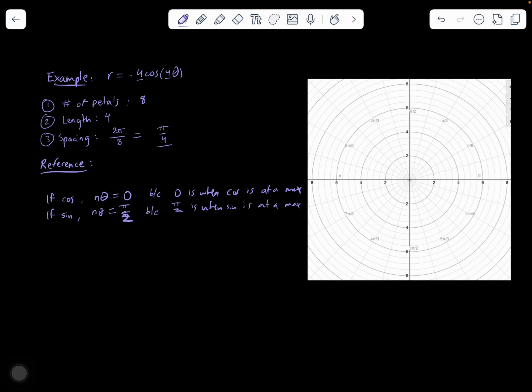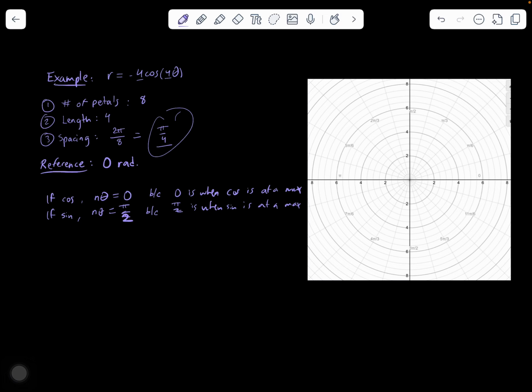So in this example, we have a cosine. So for our reference petal, we're going to set n theta for theta equal to 0 and solve for theta, which we're just going to get 0. So that means our first petal is going to be at an angle of 0 radians, and we're going to keep going with a spacing of pi over 4.